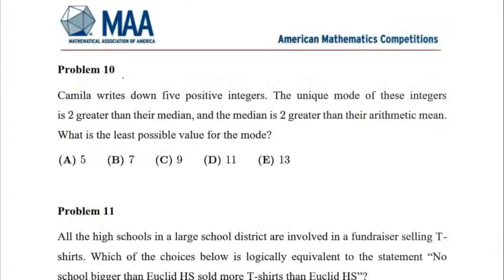AMC 10B 2022, problem number 10. Camila writes down 5 positive integers. The unique mode of these integers is 2 greater than their median, and the median is 2 greater than their arithmetic mean. What is the least possible value for the mode?